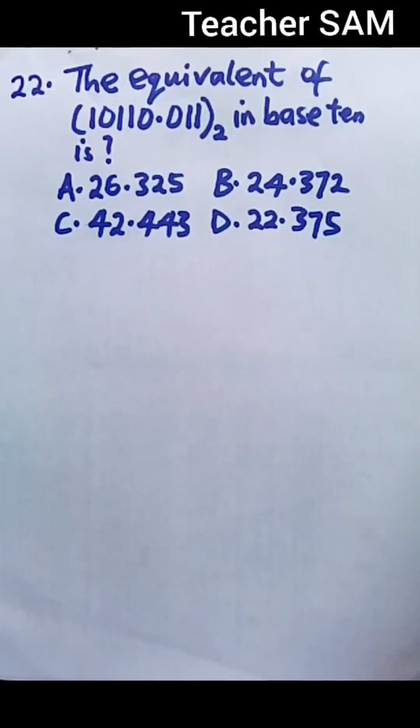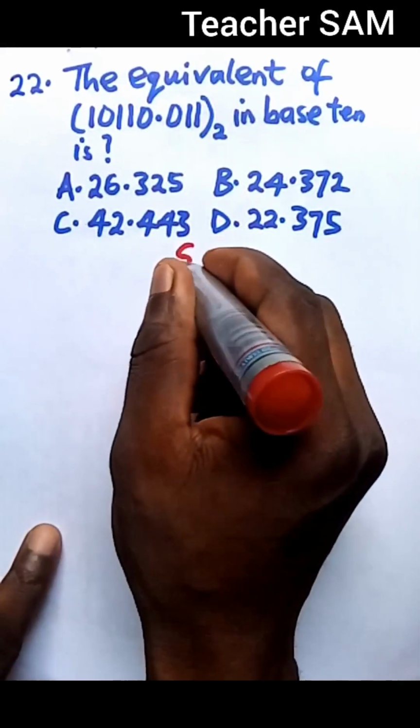Okay, we have another question before us again. The equivalent of 10110.011 base 2 in base 10 is: A. 26.325, B. 24.372, C. 42.443, and D. 22.375. So we have this question. Let's solve that.